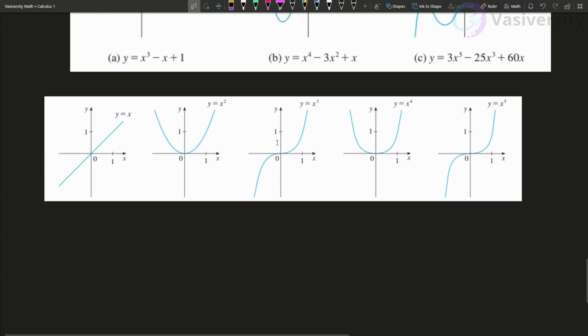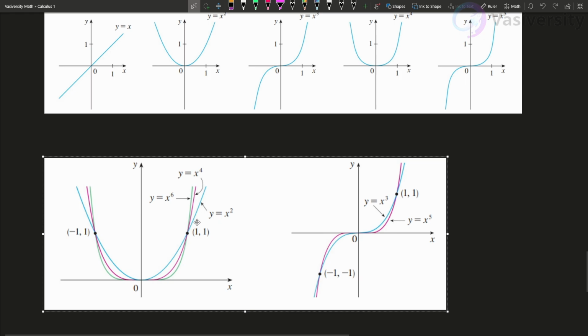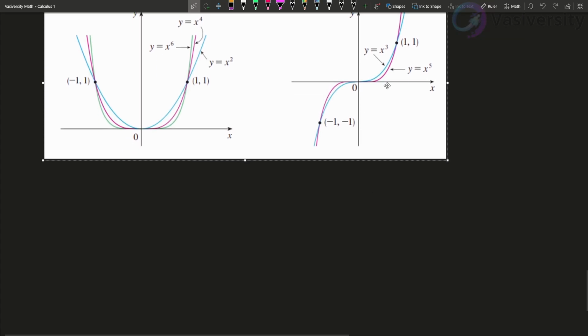So the difference between, let's say, x to the second, x to the fourth, and x to the sixth is well depicted here. We become more and more steep. And here, same thing for the odd powers. For odd powers, we also become steeper, but on both ends.